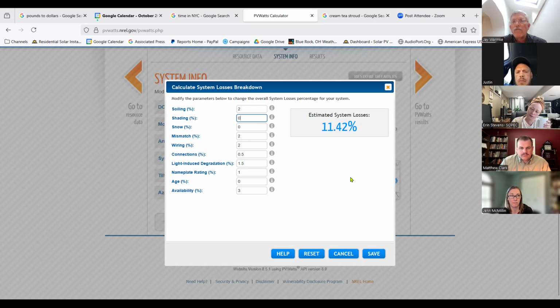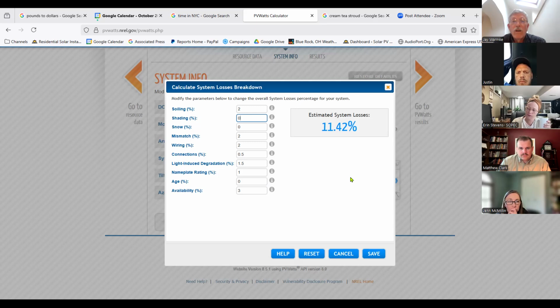The wiring, that's voltage drop. We want to keep that at 2% or less, ideally. So voltage drop is voltage drop. You're going to have some. So leave that at, say, 2%. Connections, they're putting in 0.5%. So every time you're making a connection, there's a little bit of loss due to resistance. So leave it at 0.5%, not bad.